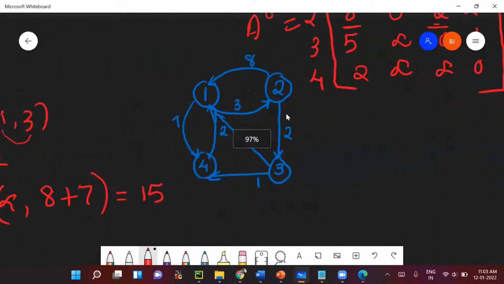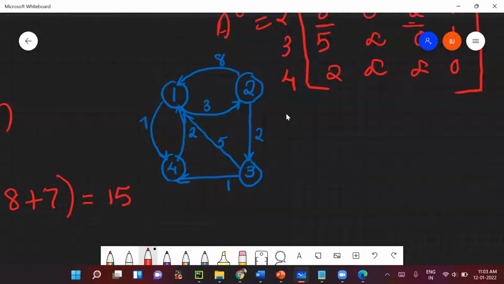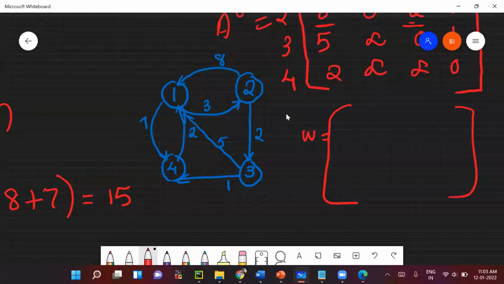This will be the graph given, and you will be constructing the weight matrix. Right? This is clear. Whoever asked the doubt, no? So this will be the adjacency or the weight matrix which you will be constructing.